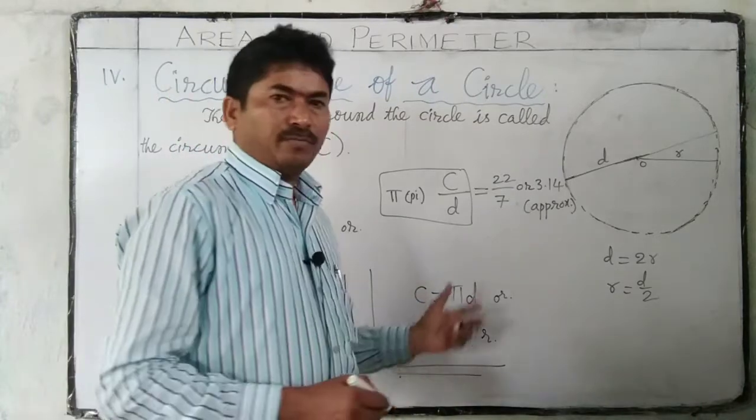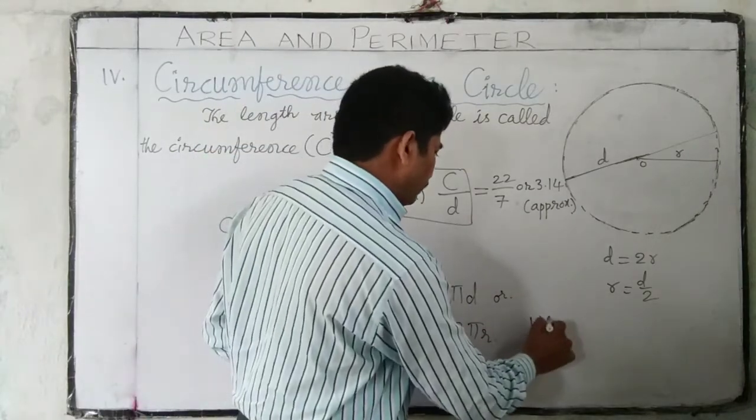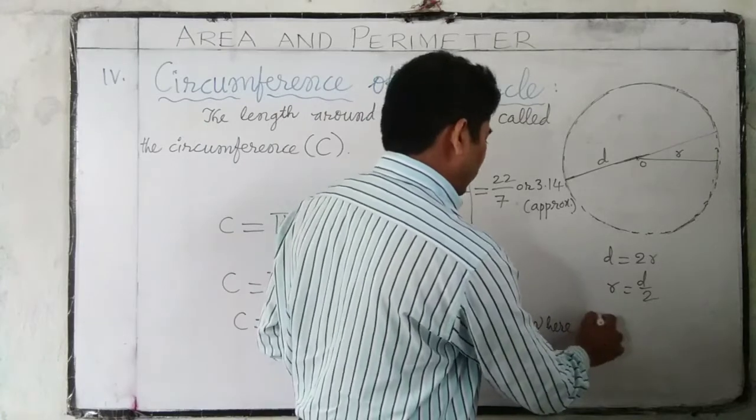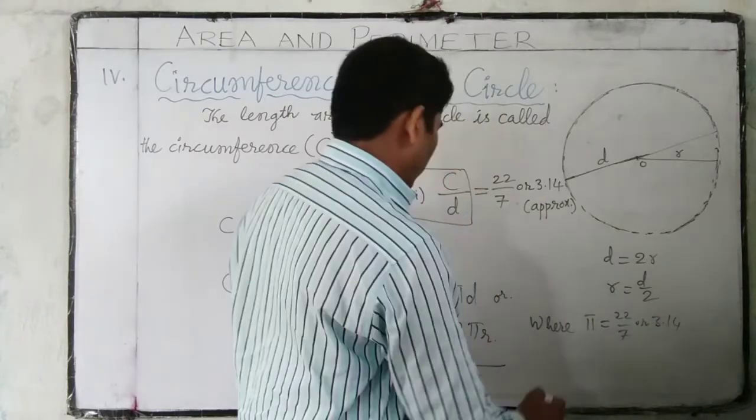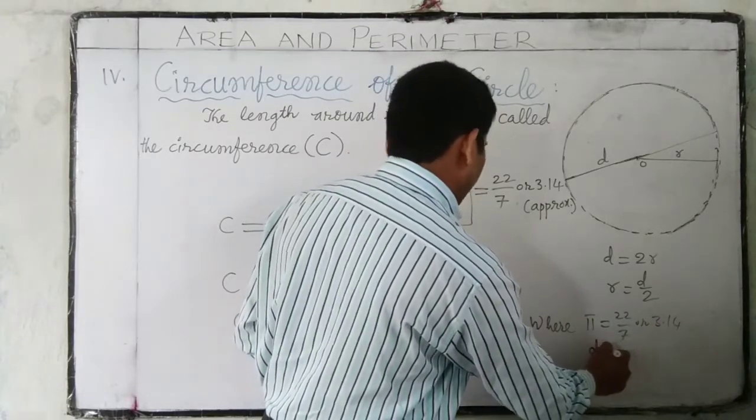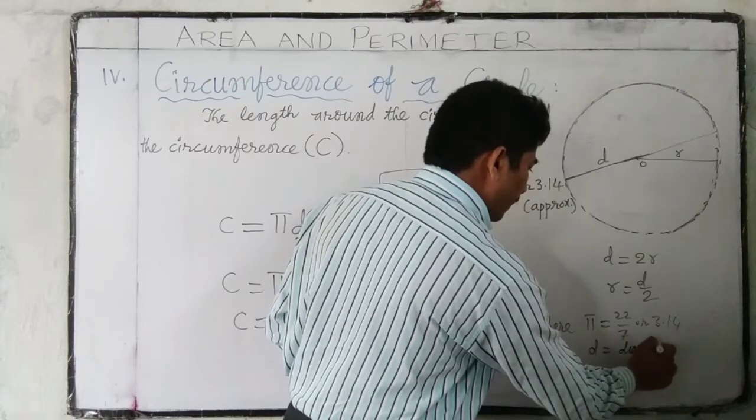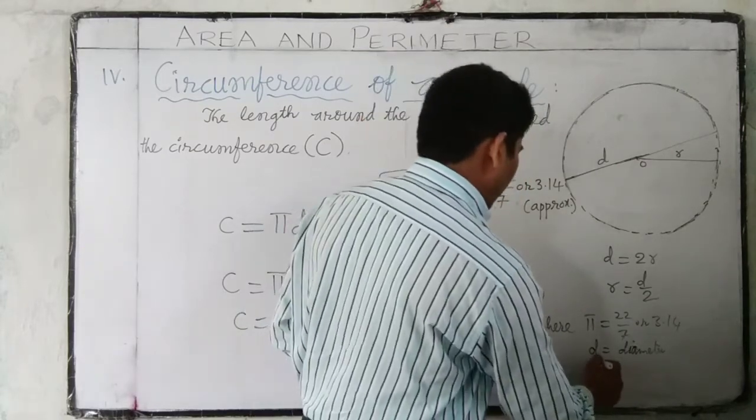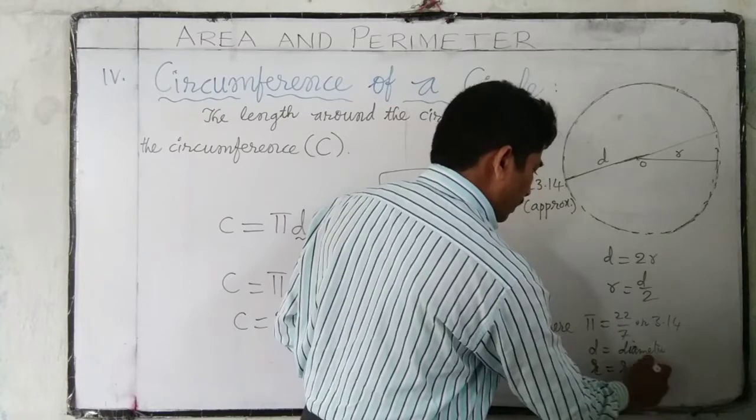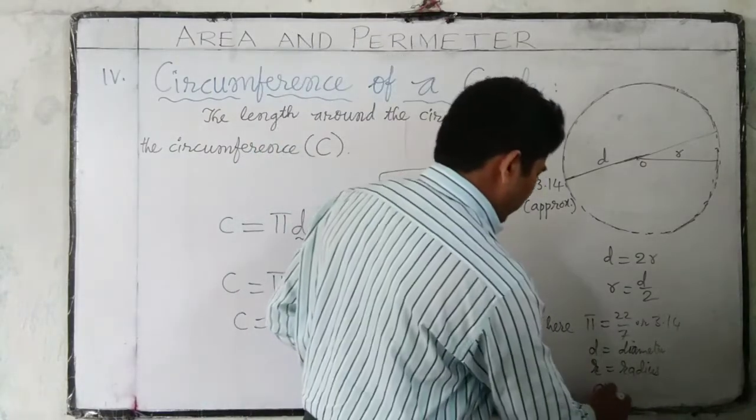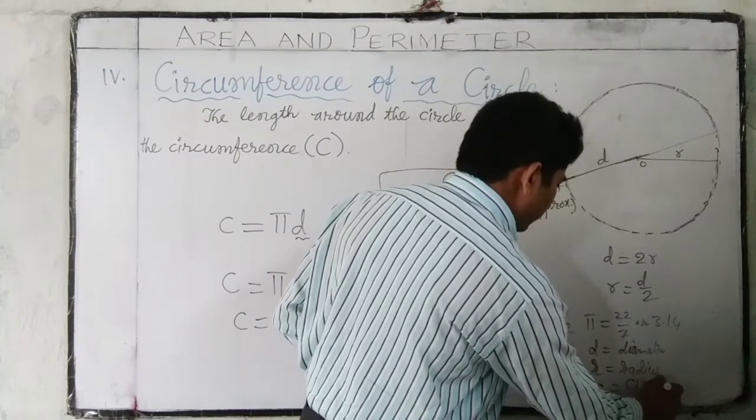These are formulas to find circumference of a circle, where pi is a constant, that is 22 by 7 or 3.14, and D is a diameter, and R is a radius, and C is circumference.